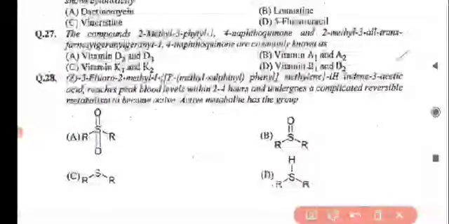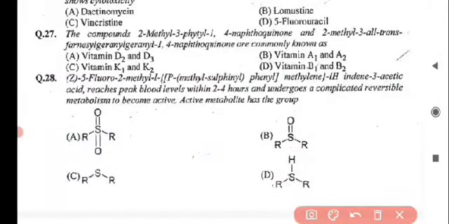Next question is, the compounds 2-methyl 3-phenyl 1,4-naphthoquinone and 2-methyl 3-all-trans farnesyl geranyl 1,4-naphthoquinone are commonly known as, and the correct answer is option D, that is vitamin K2.